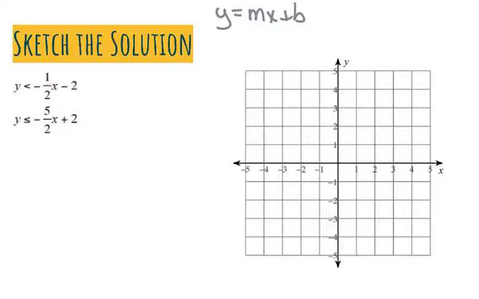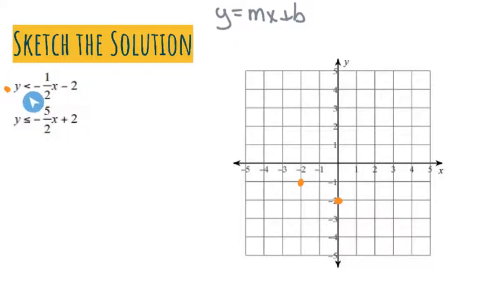So let's start off with our first inequality. We have y is less than or equal to negative 1/2 x minus 2. If I want to graph that, I know that I'm going to cross the y-axis at negative 2. So my first point is going to be at negative 2. My slope for this one is negative 1/2. So I can either go up 1 and to the left 2, or I could go down 1 and to the right 2, right? So I have my two points, so now I can graph my line.